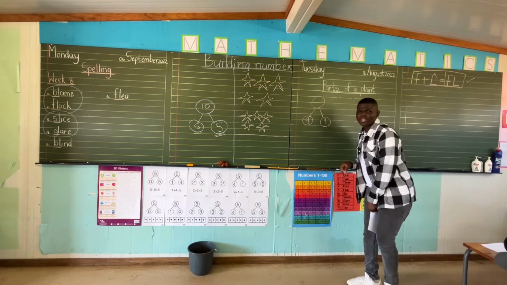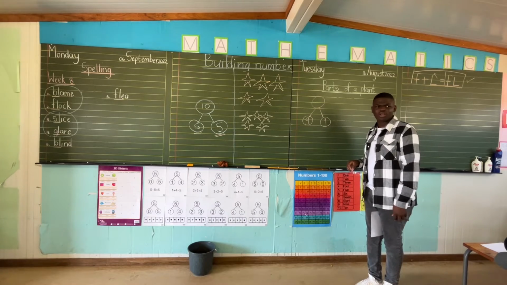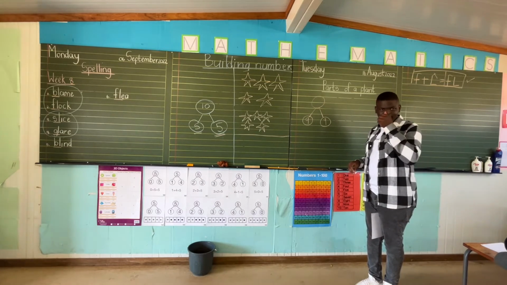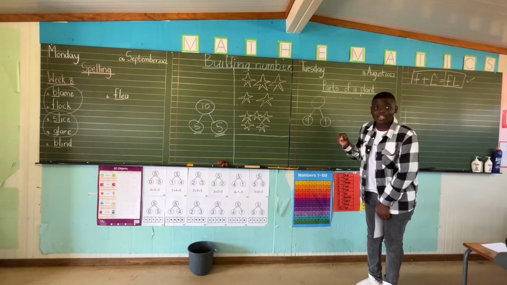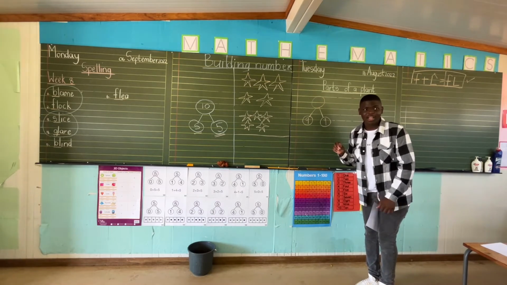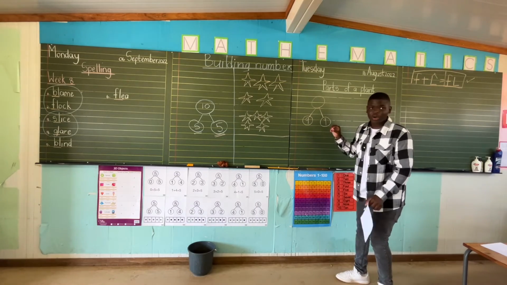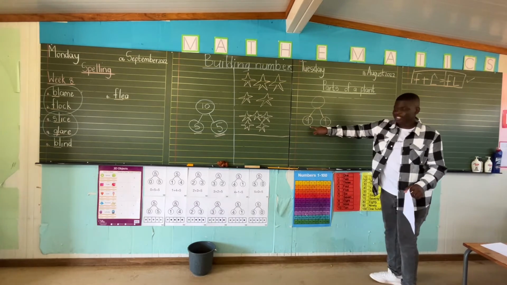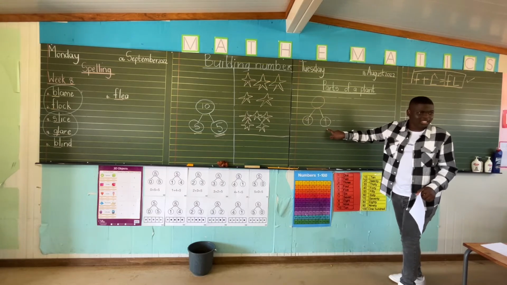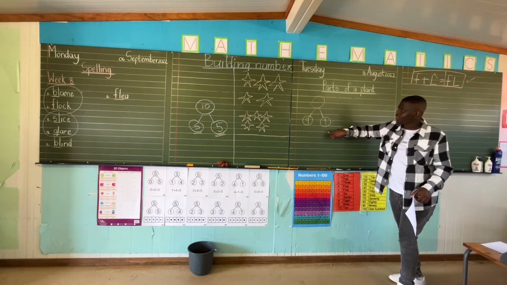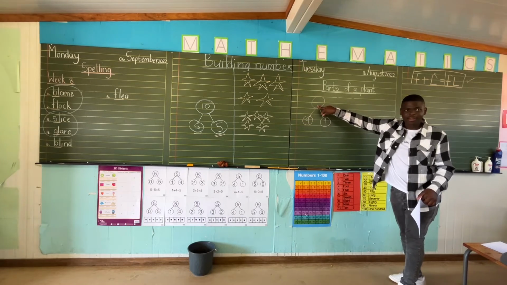So, what can we draw? Okay, so we're going to draw 9 circles. This is how we're going to do it. We draw 9 circles and another 9 circles. At the end, we count them to find the number at the top.